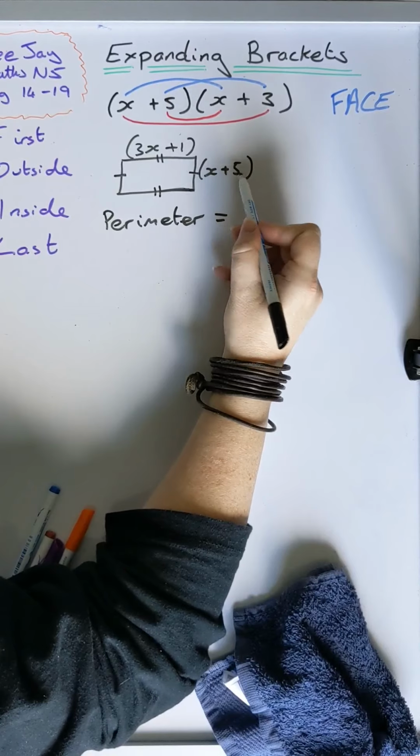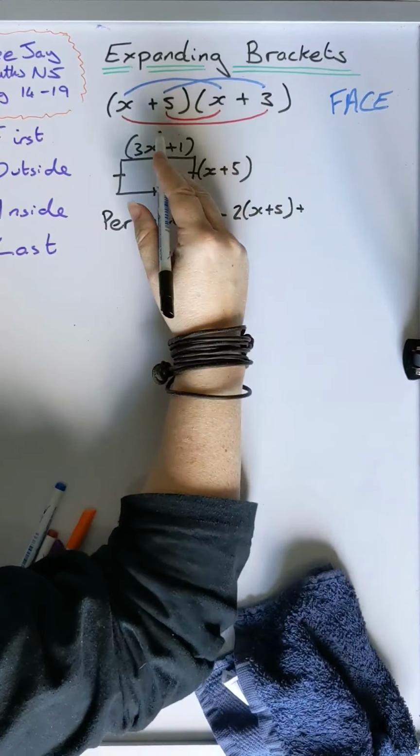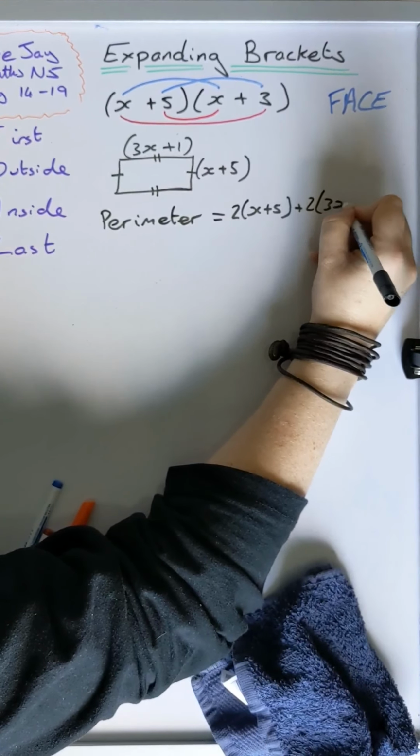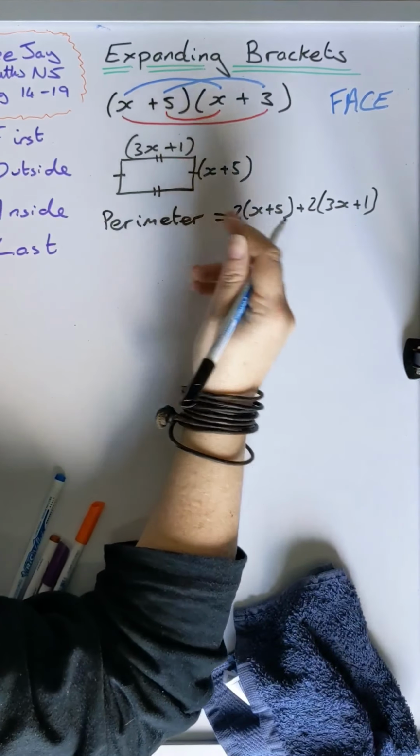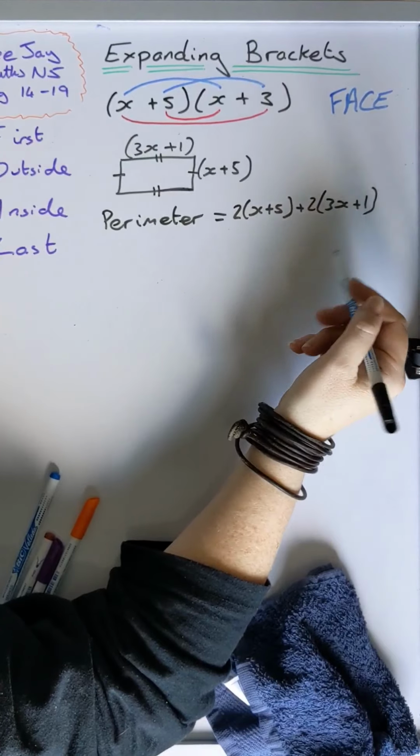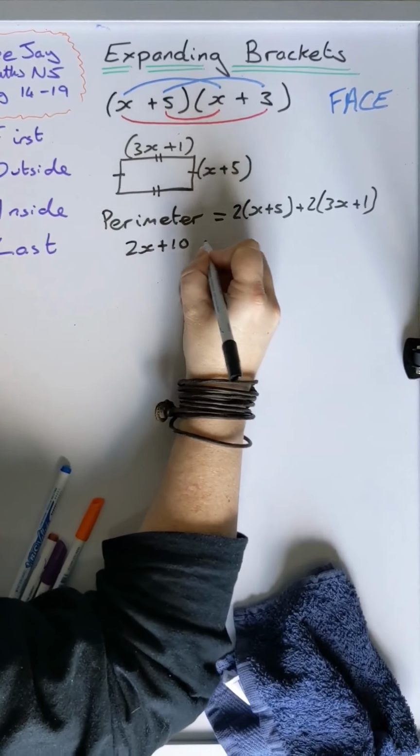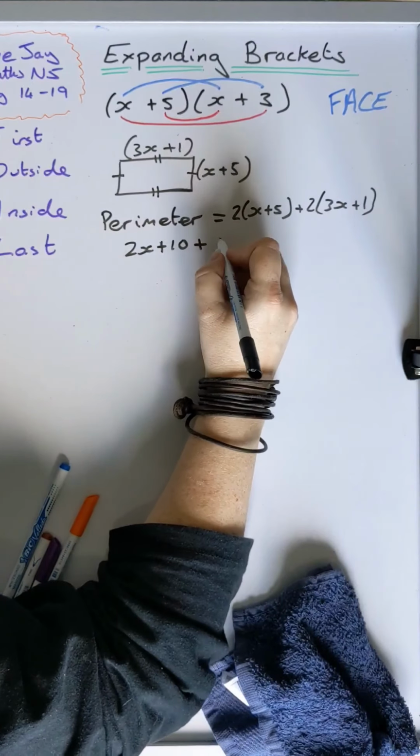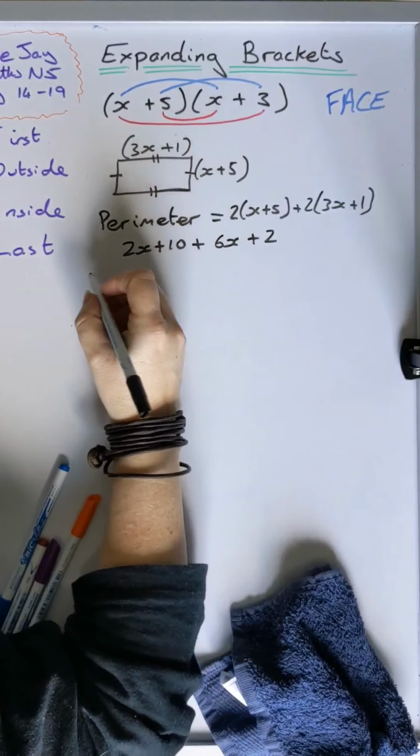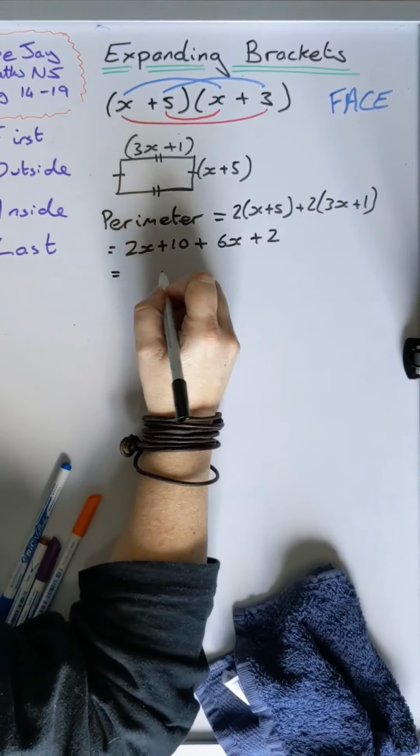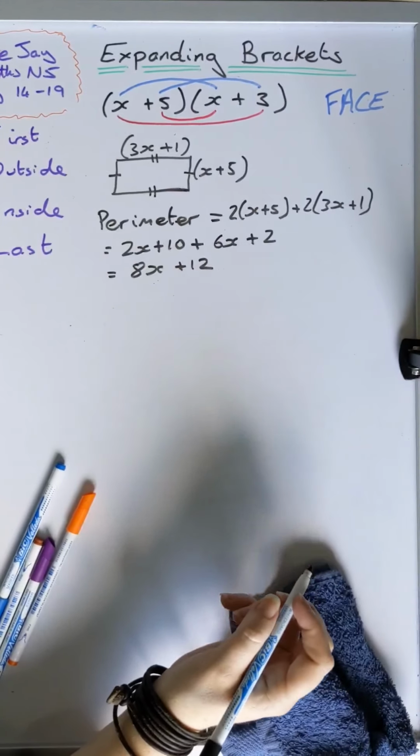So I've got 2 lots of x plus 5, and I've got 2 lots of 3x plus 1. And what I need to then work out is, what does that become? Multiply out your brackets, collect your like terms. So I've got 2x plus 10 plus 2 times 3x is 6x plus 2. Collect my like terms. I have got 8x plus 12.